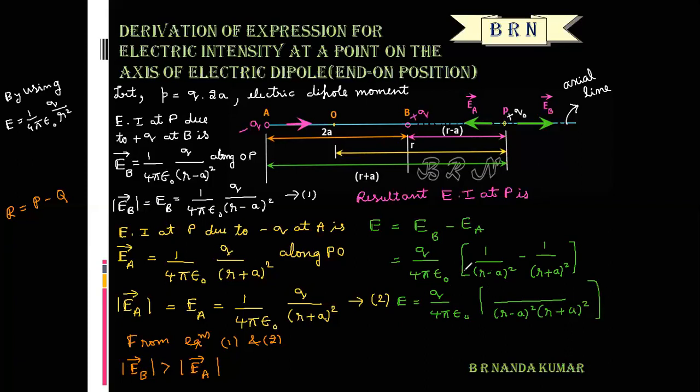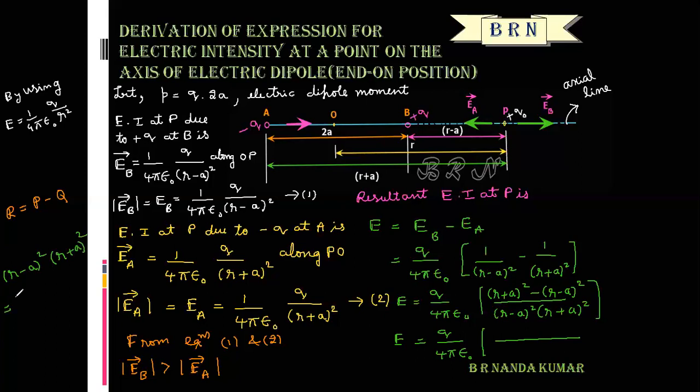So here (r minus a) whole square gets cancelled, the remaining is (r plus a) whole square. And here (r plus a) whole square gets cancelled, the remaining is (r minus a) whole square. This is a very simple calculation. E is equal to Q divided by 4 pi epsilon naught, into (r plus a) whole square minus (r minus a) whole square.